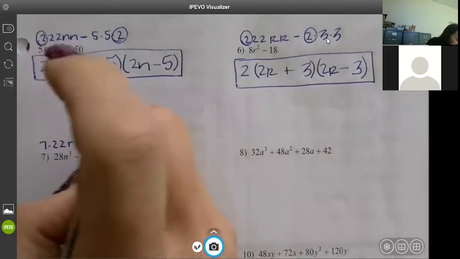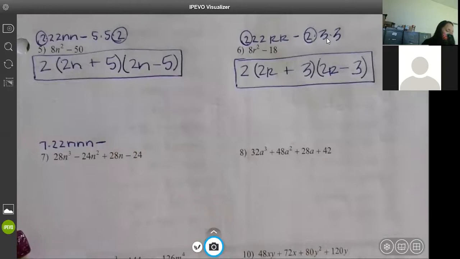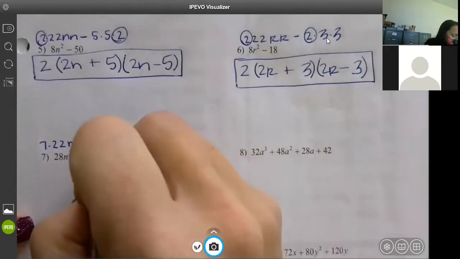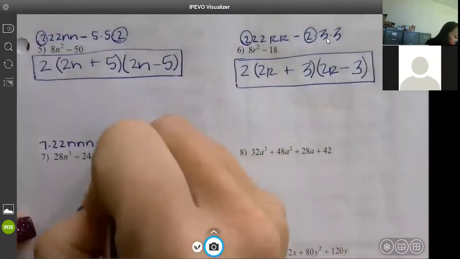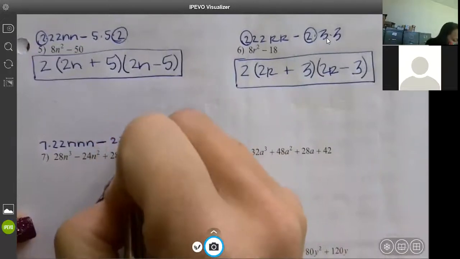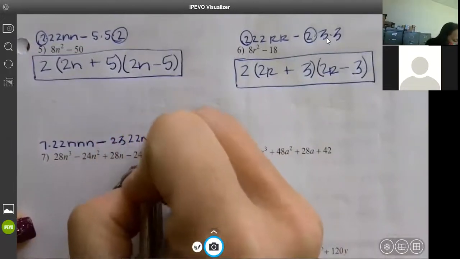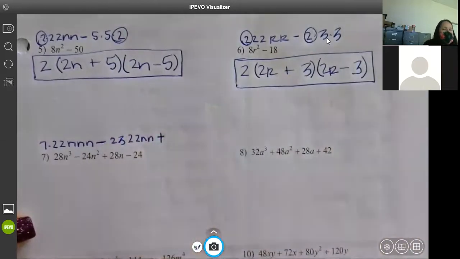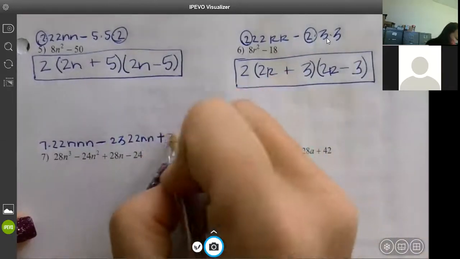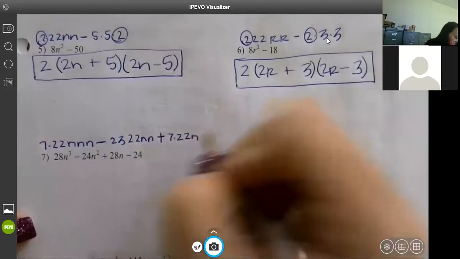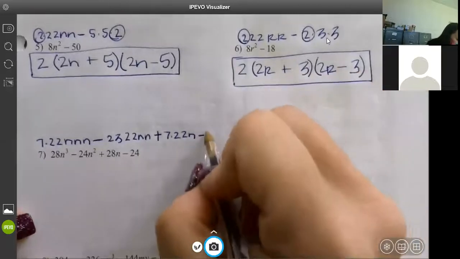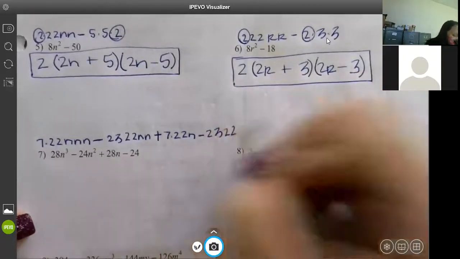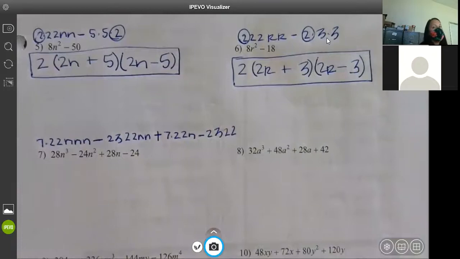We have 3 n's and a minus. What are your factors of 24? 6 and 4. 6 is 2 and 3. 4 is 2 and 2 and 2 n's. We have a plus. Your factors of 28 again were 7 and 4. So 7, 2, 2, and n. And we had our factors of 24 again, which were 6, 2 times 3, and 4.